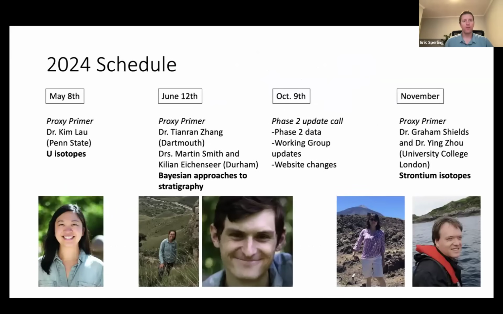So far in 2024, we've had proxy primers on uranium isotopes, Bayesian approaches to stratigraphy, and today on strontium isotopes. Looking ahead to 2025, we're looking forward to talks on paleosalinity proxies by Dr. Tom Algeo, and ideally something on CARE principles for indigenous data governance.